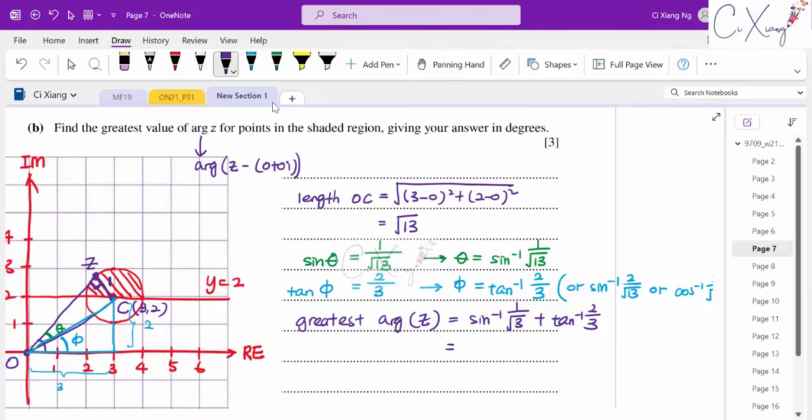Then when I add them together, I have to put my calculator in degree mode, because in this question they ask us to give our answer in degrees. So make sure you put your calculator in degree mode. Then press this whole thing using the calculator, and you should get your answer of 49.8 degrees.